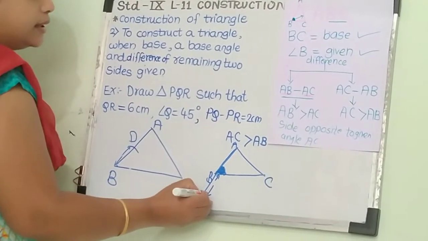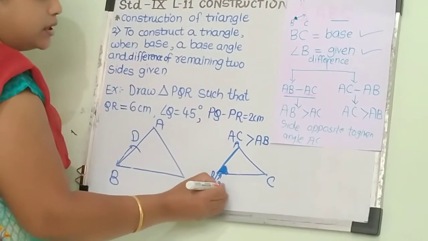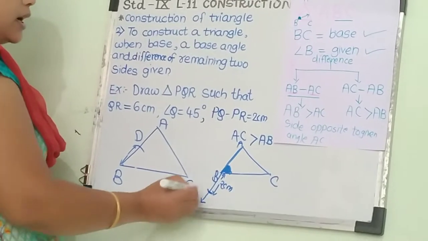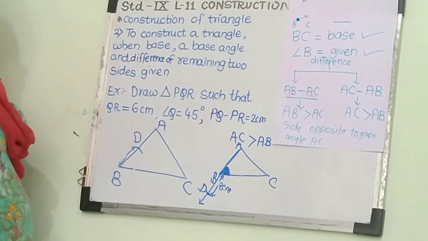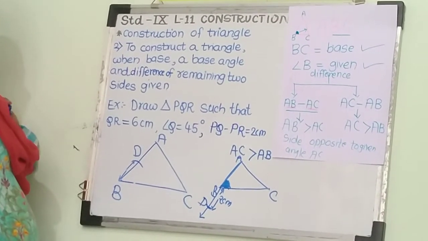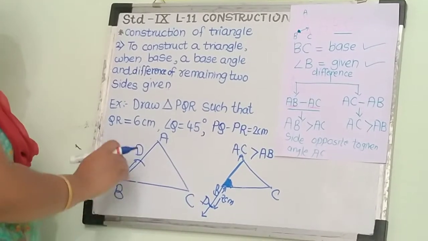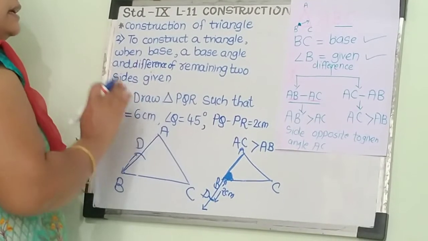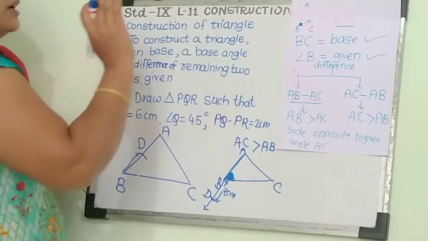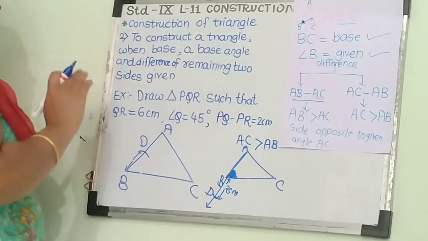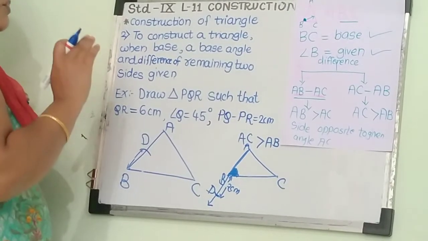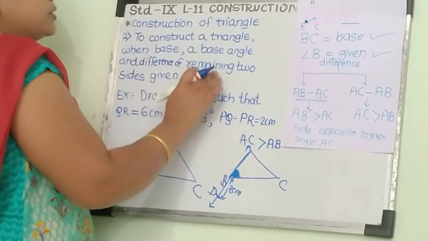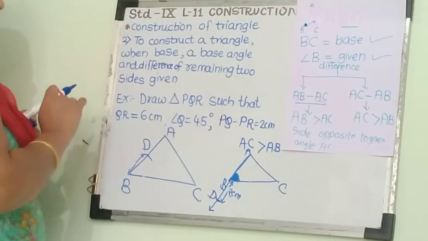How much difference is given? Suppose here given 2 cm. So at the 2 cm I am going to mark the arc, and here we get the point D. So here we are going to check which side is greater and which side is opposite to the given angle. So always remember this part for the construction when the difference of the remaining two sides is given.